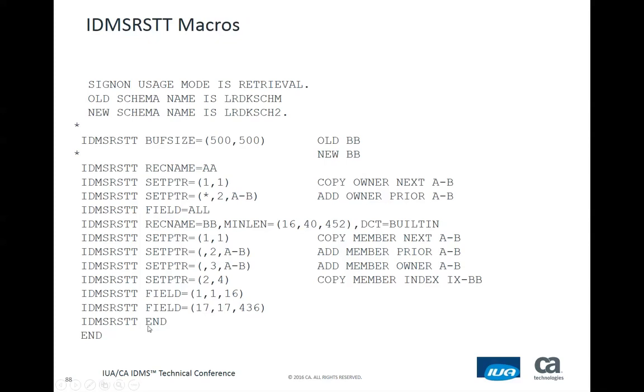We then finish up with an IDMS RSTT end parameter. This is something specific to the restructure utility. It's going to tell the restructure utility that it's come to the end of the table for the particular restructure that's being executed, and this second end statement at the very conclusion of the parameters is an assembler statement which will be used by the assembler as it goes through the assembly process.